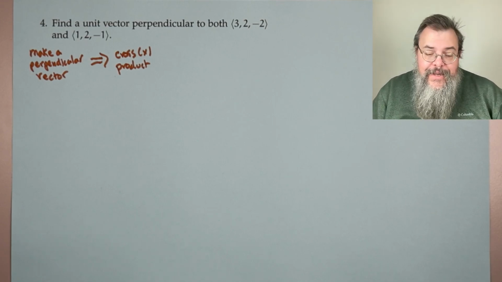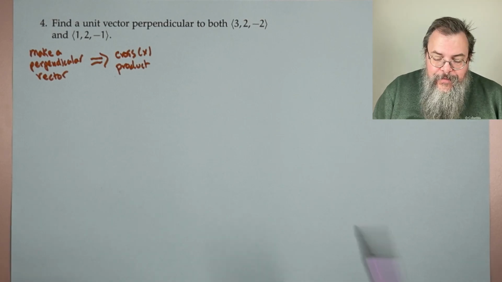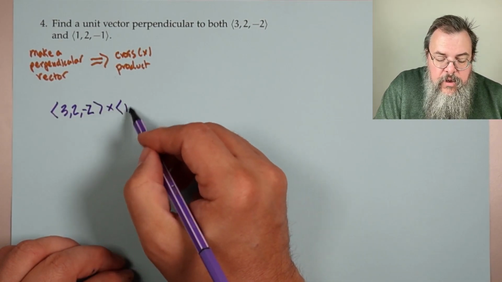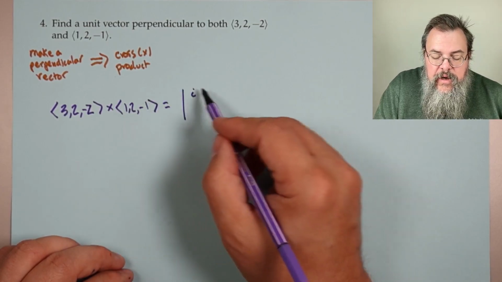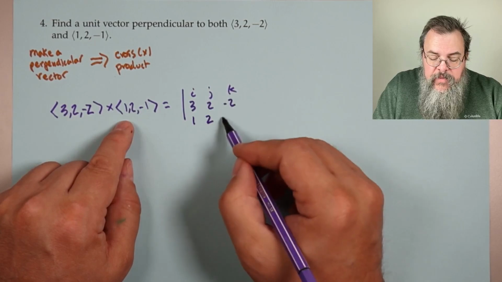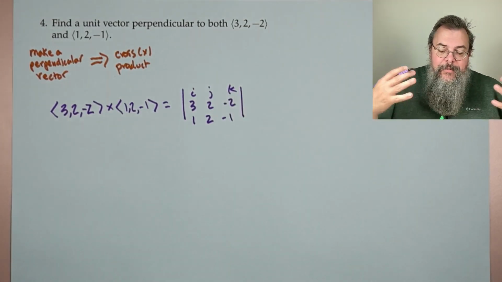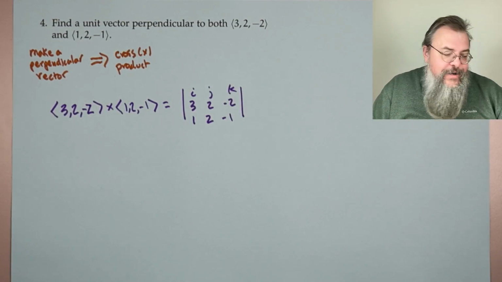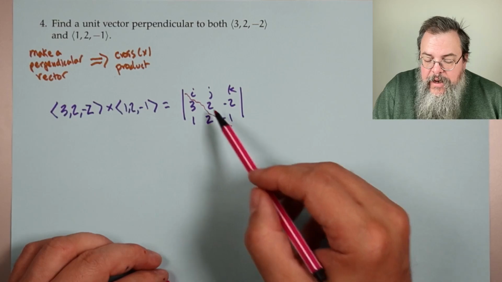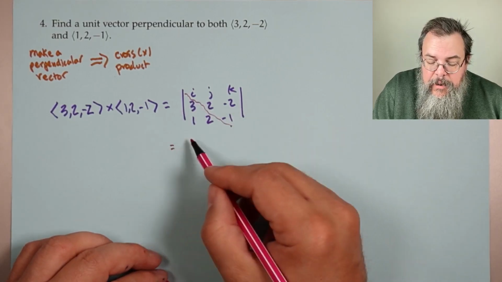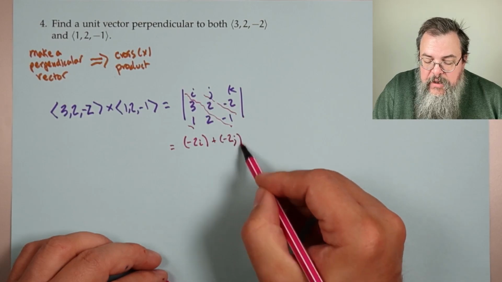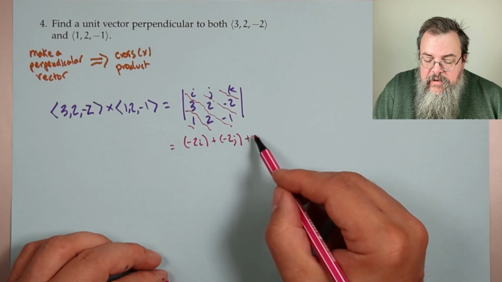All right, with that in mind, let's start. 3, 2, negative 2 cross 1, 2, negative 1. That's i, j, k. Put in the first vector, put in the second vector, and we do our cross product. I do cross product with matrices, because I'm an old person who has a hard time remembering things, but I can remember cross products. So remember the diagonals. We're going downhill, right? i times 2 times minus 1 gives us minus 2i. j times minus 2 times 1 would be minus 2j. k times 3 times 2 would give us 6k.